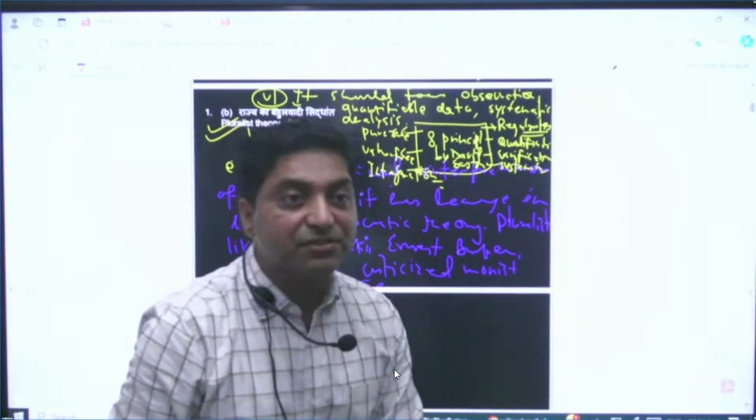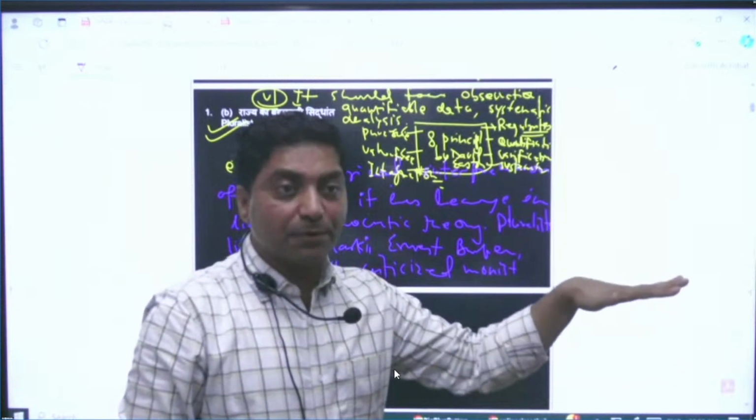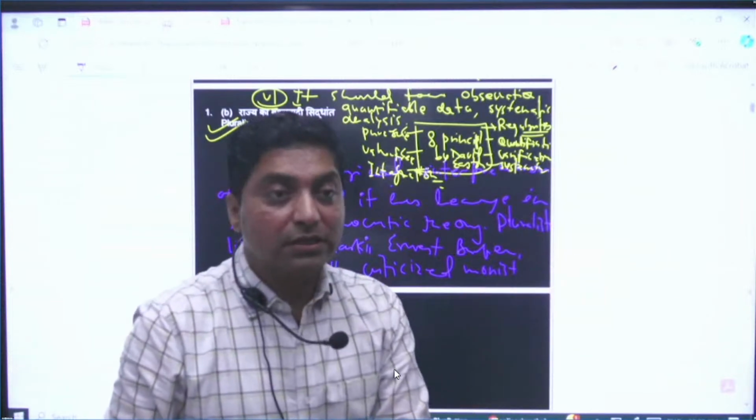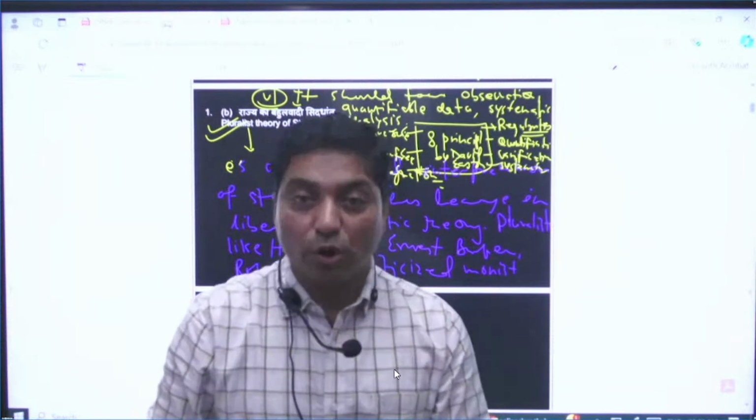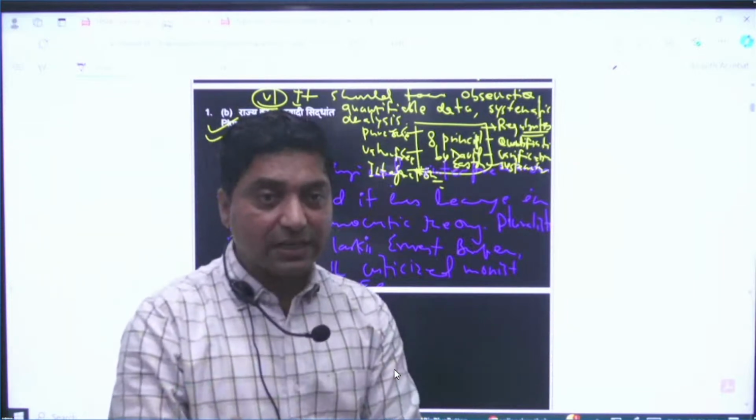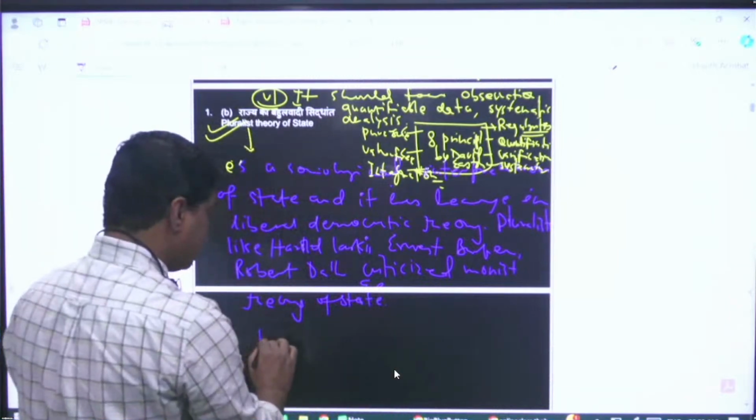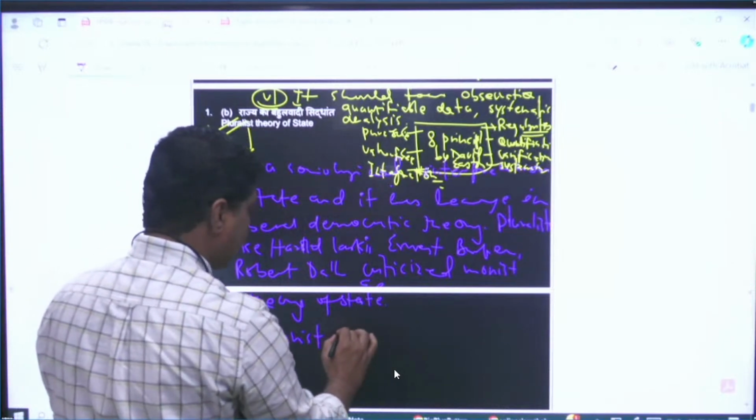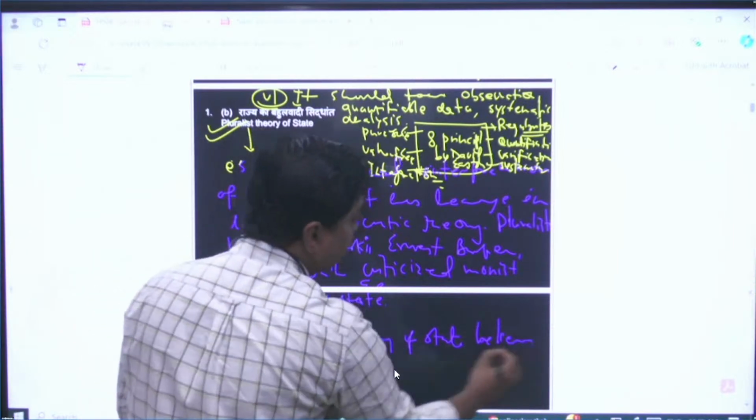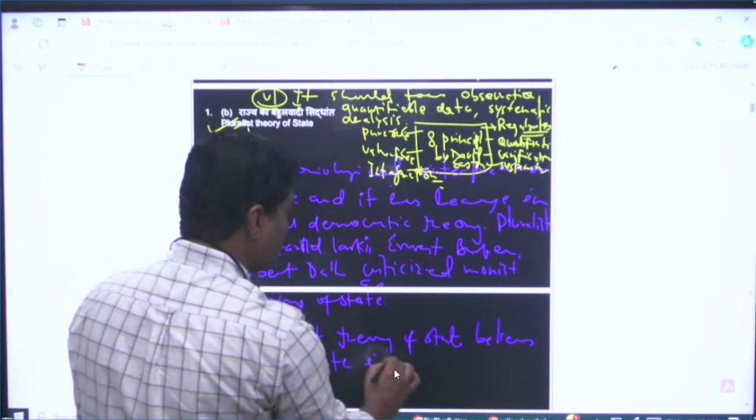Monistic theory of state believes that power is held by the state. The state is a supreme power, right? And the supreme power of the state is undivided, unlimited, perpetual, and absolute. Philosophers like Jean Bodin and Thomas Hobbes believe that a state holds power and it is not divided. It is absolute. It is unlimited. So monist theory of state believes that a state is a sovereign entity.